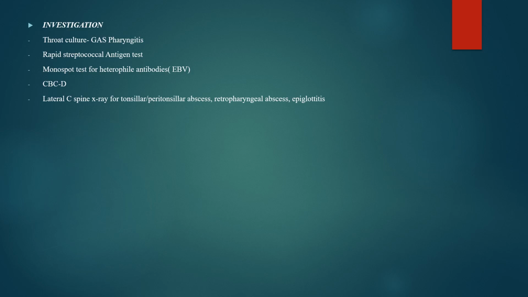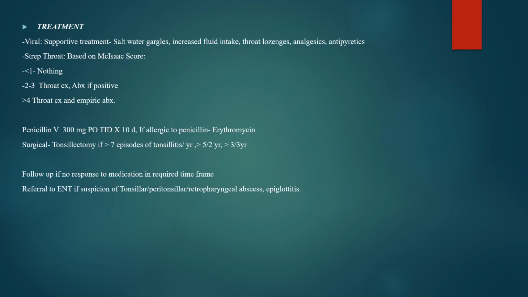Into the treatment of sore throat, it will be based on the etiology. If we suspect viral etiology, then we focus on supportive treatment. We give salt water gargles, increase the fluid intake, throat lozenges, and analgesics, and antibiotics are not given. If we suspect streptococcal throat, then the treatment will be based on the McIsaac score.